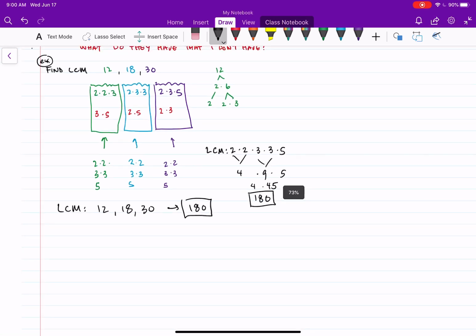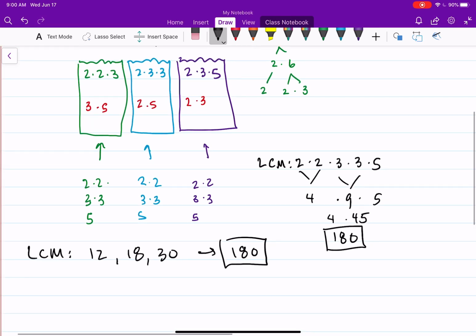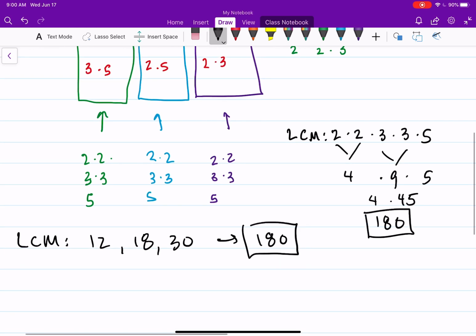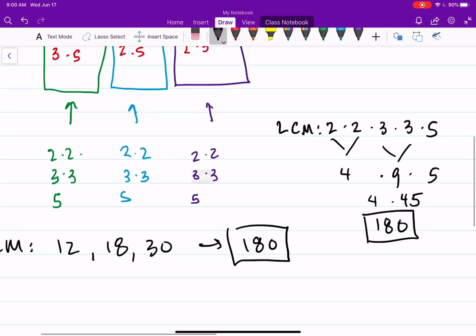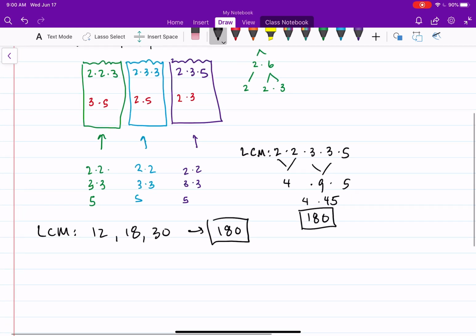Okay? So it's the product of one bag. So this would equal, the green would be equal to 180, the blue would equal to 180, and the purple would equal to 180. That's why the LCM is 180.